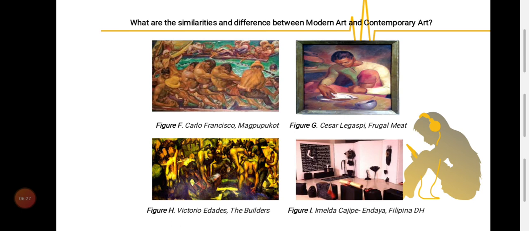While on figure I, the Filipina DH of Imelda Cajipe-Endaya used a different style and medium of installation to become new in the eyes of the people, to be known as contemporary arts. So you can see the differences of each painting. So what are the modern and what are the contemporary arts today?